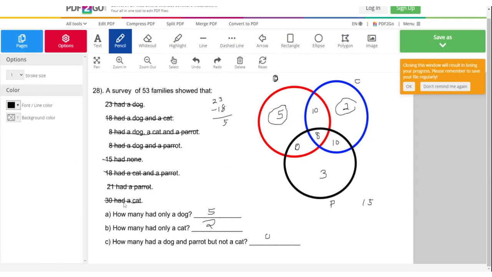Oh, that's not right. How many had a dog and parrot? So this is dog and parrot. But then, yeah, that's right. So it's 0. I'm sorry, dog and parrot, but no cat. All right, any questions about that one? Like I said, that's pretty much the highlights for chapter 2.